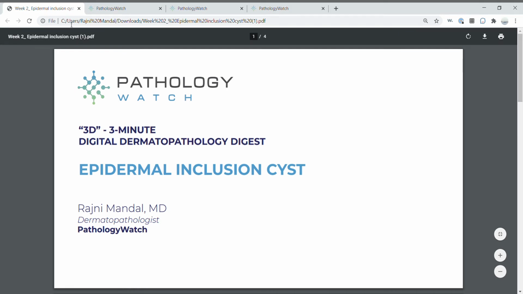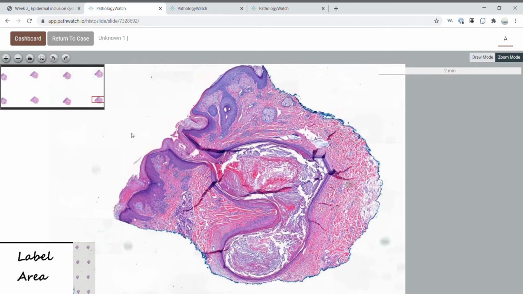Today's topic is epidermal inclusion cyst. An epidermal inclusion cyst is a cyst with epidermis-like lining with a granular layer. Here you see the cyst here in the dermis. Sometimes there is connection with the overlying epidermis, known as a punctum.